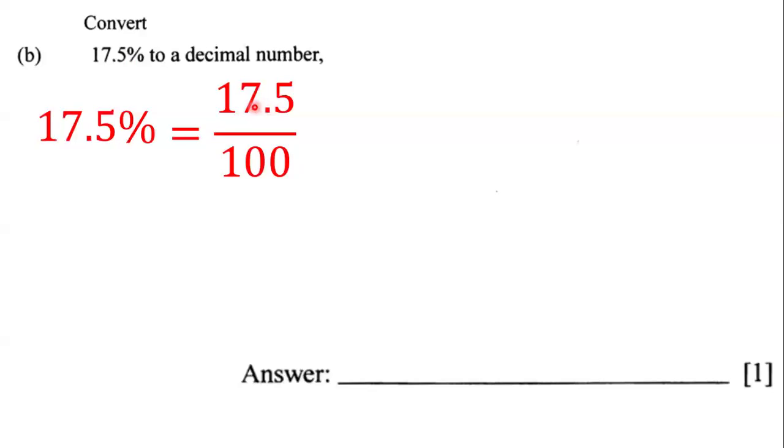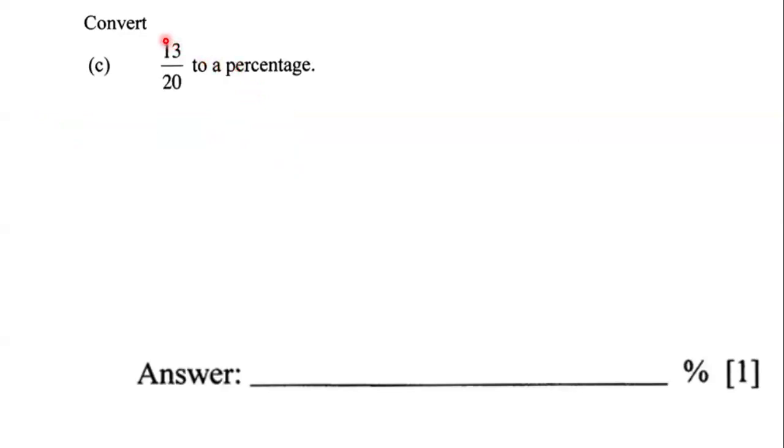And so we have to divide 17.5 by 100. And now what we're going to do? Well, if we have 17.5 divided by 100, what is that? Well, 17.5 divided by 100 is going to give us 0.175. And so our answer here is 0.175. So that is 17.5% written as a decimal number, 0.175.